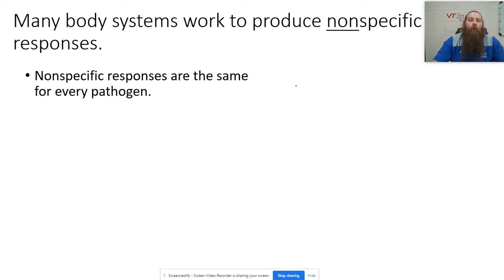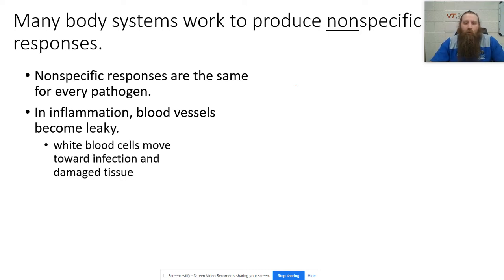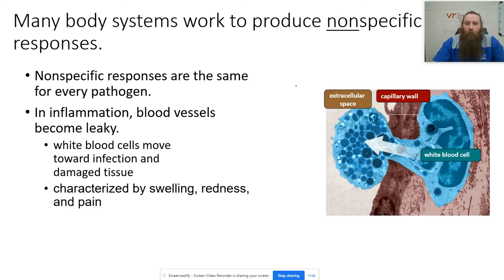So, for example, this is something that you do every time you get sick. If you get inflammation or blood vessels leaking out, if you get leaky blood vessels, that tells white blood cells, hey, come help us. We have damaged tissue here. If you get swelling or redness and pain, that usually tells you, hey, that's some inflammation over here. The white blood cell, this is actually a really cool picture.